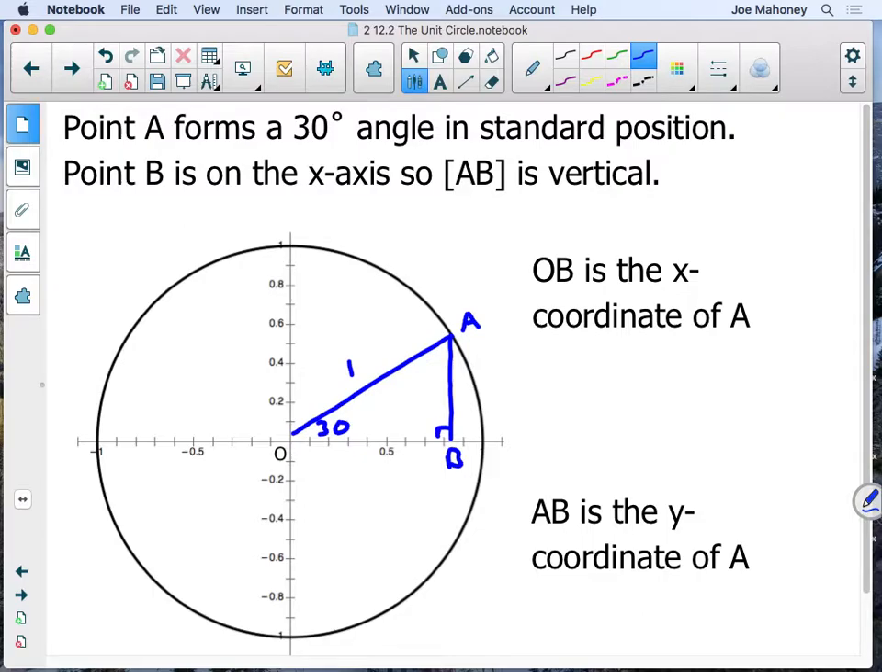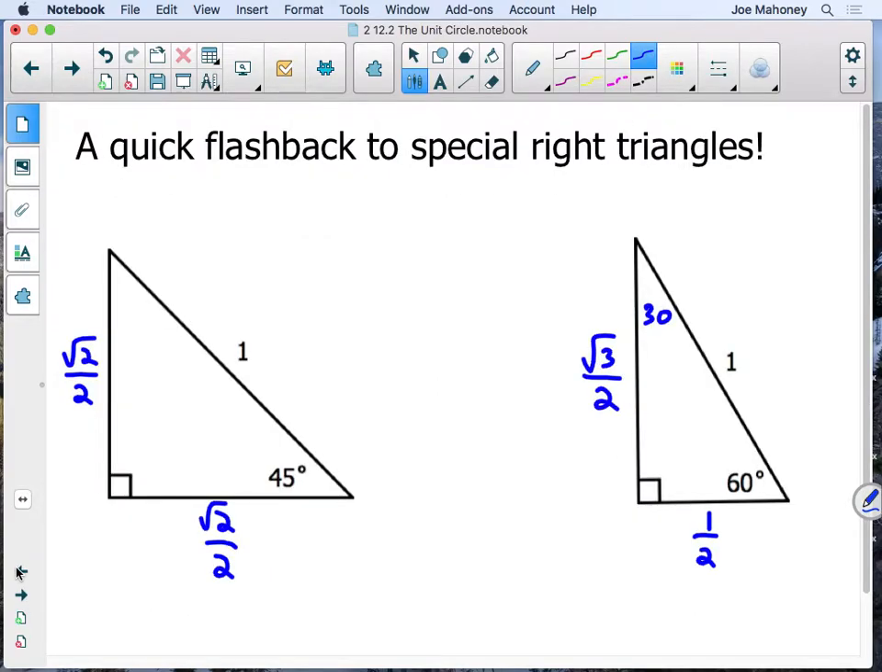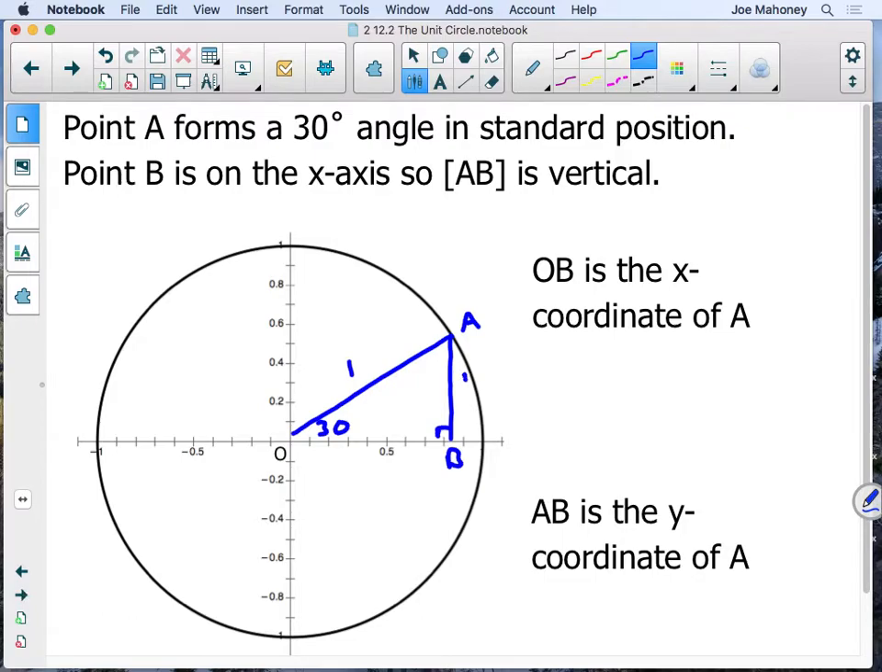So notice, if I go back to my 30, 60, 90 triangle, what I know is that my shorter leg is 1/2. My longer leg is the square root of 3 over 2. So if we combine a couple things together now, what we know is that segment OB, this side here, is the x-coordinate of point A. So point A has an x value of the cosine of 30.